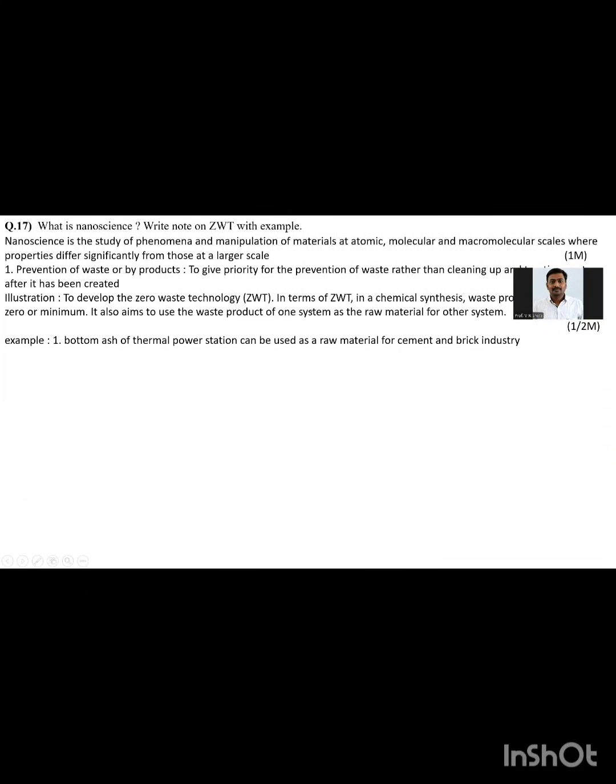Next one, what is nanoscience? And write a note on ZWT with example. Nanoscience क्या है? Nanoscience is the study of manipulation of material at atomic, molecular and macromolecular scale, where the properties differ significantly from those at the larger scale.